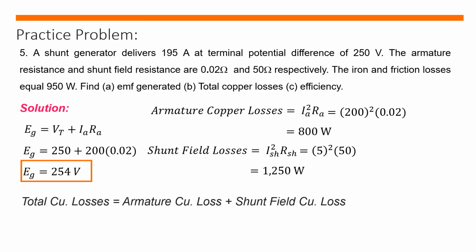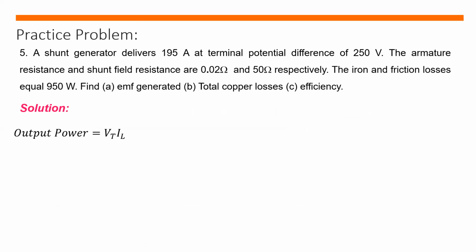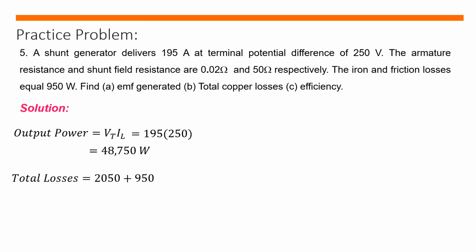So the total copper losses is the sum of armature copper loss and shunt field copper loss. We just simply add them and we will get 2,050 watts for the total copper losses. And to solve for the efficiency, let us solve for the output power, that is terminal voltage multiplied by the line current. So that is 195 amperes multiplied by 250 volts. That is equal to 48,750 watts for the output power. And the total losses is equal to 2,050 plus 950. That is equal to 3,000 watts.